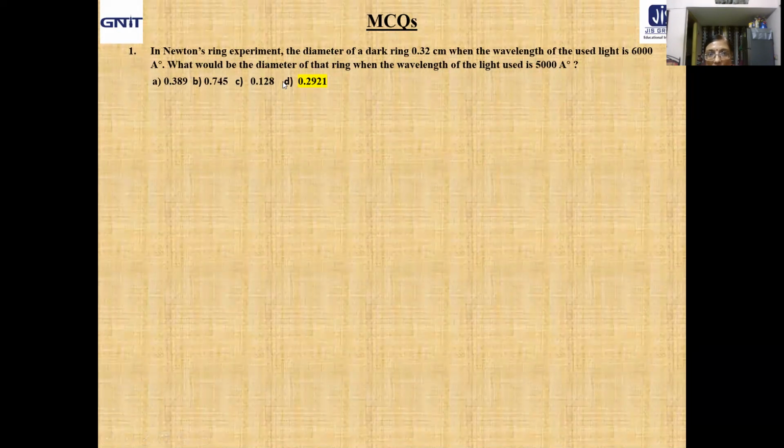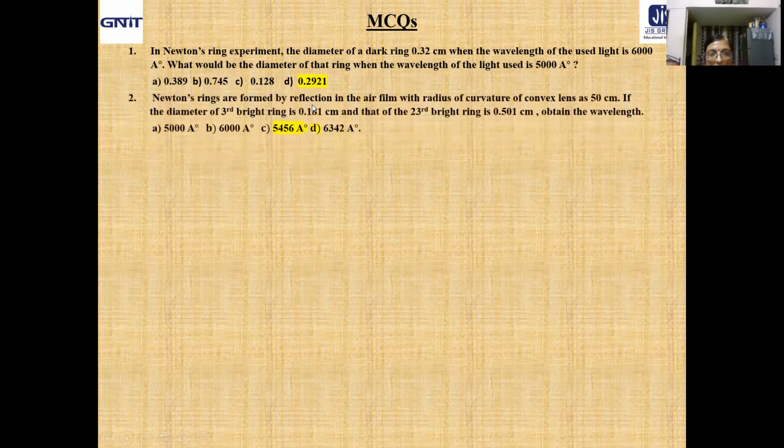Now just take a look at the problem. The diameter is given for a dark ring, that means a reflected system, and the formula I already mentioned. The wavelength is 6000 angstrom. Now what about the diameter if the wavelength is 5000 angstrom? That means Dn by Dn prime equals the square root of lambda by lambda prime. So three data are given, and you can find out the next diameter, that is Dn prime. The answer will come out as 0.2921. You can check it. Out of these four options, this is the correct option.